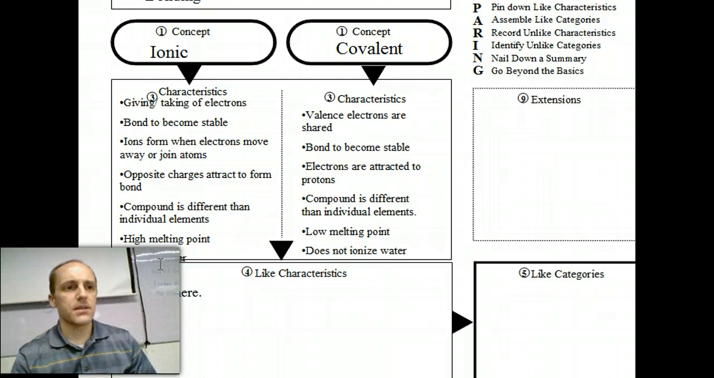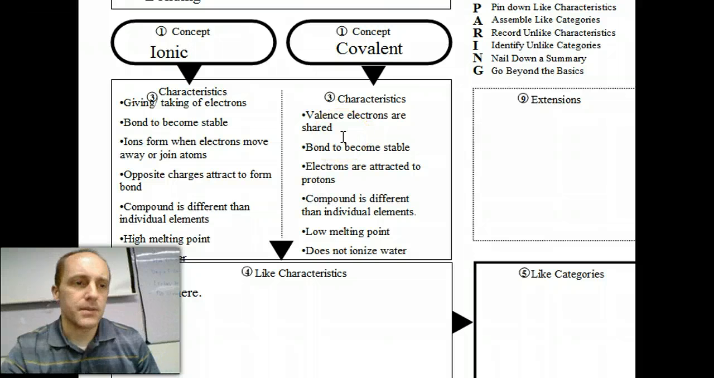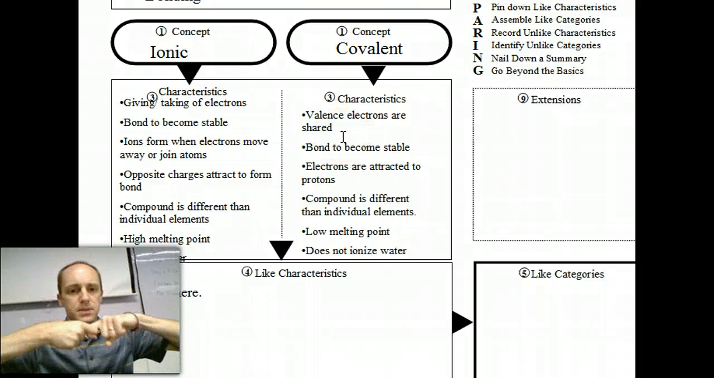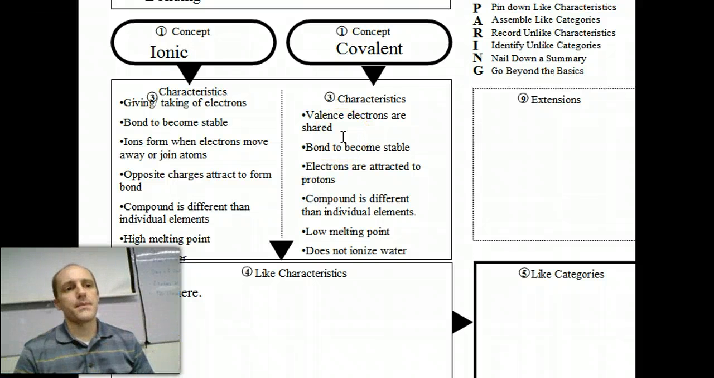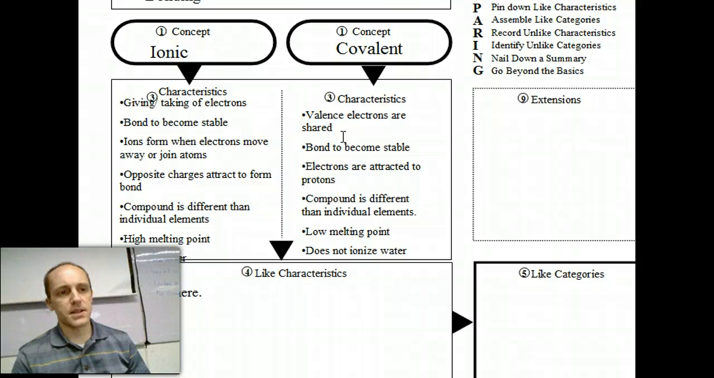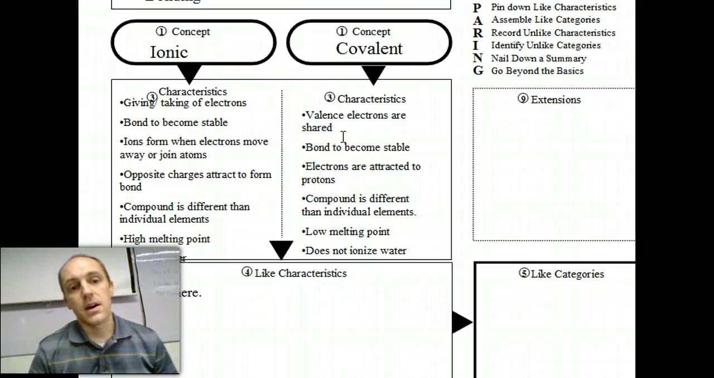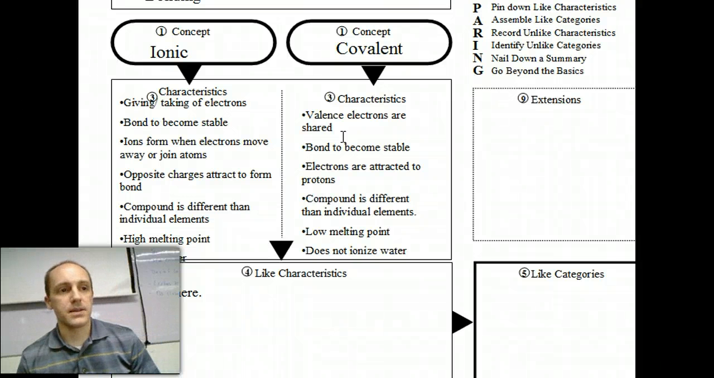Covalent bonds, then looking at that list, it's the valence electrons are shared. Remember, we used kind of this symbol to show that they're shared. They bond to become stable. The electrons are attracted to the protons, so there is a level of opposite attracting here, but it's not as strong of an attraction as with the ions.